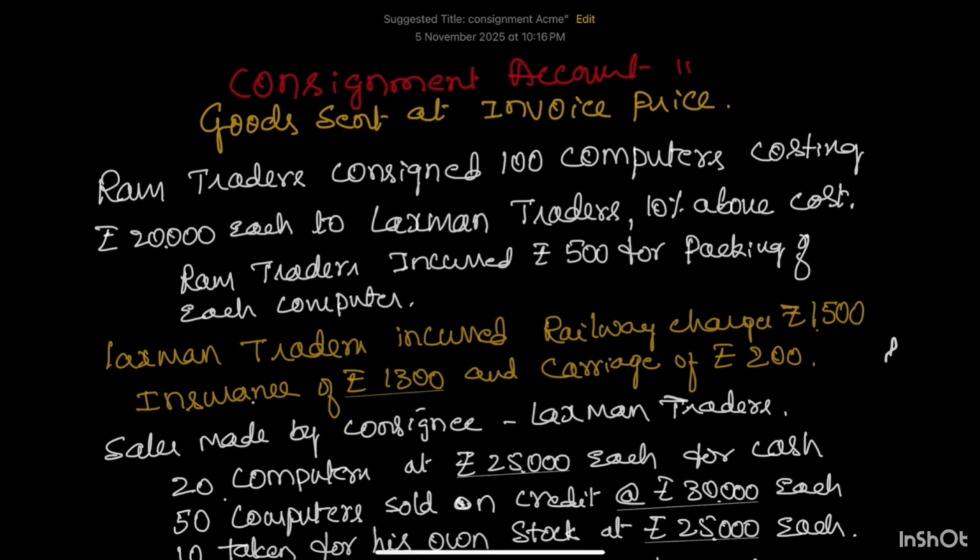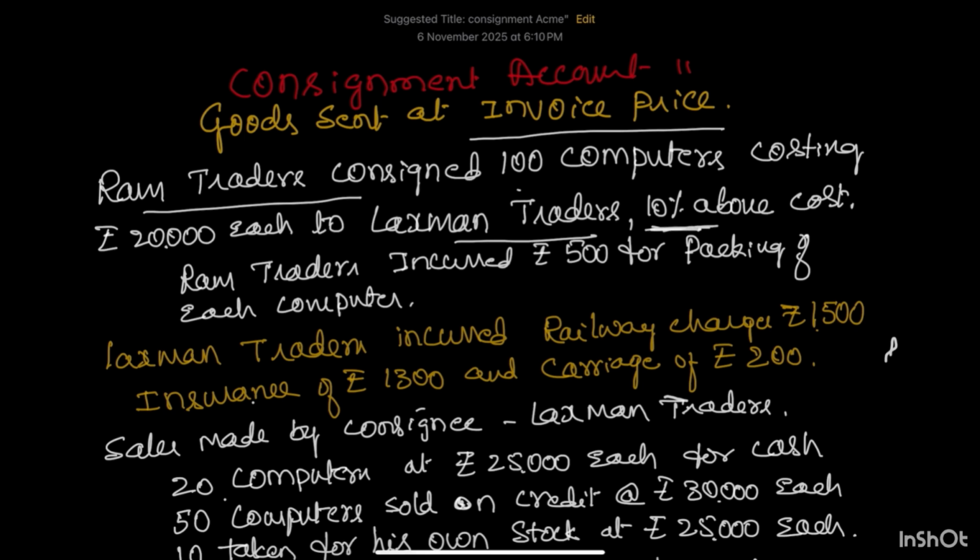Today I have taken one more problem on consignment account. The problem is related to goods sent on invoice price. Sometimes goods are sent above the cost price and it is called invoice price. So you're the Ram Traders, the consigner. The Ram Traders consigned 100 computers costing rupees 20,000 each to Lakshman Traders, the consignee, at 10% above cost.